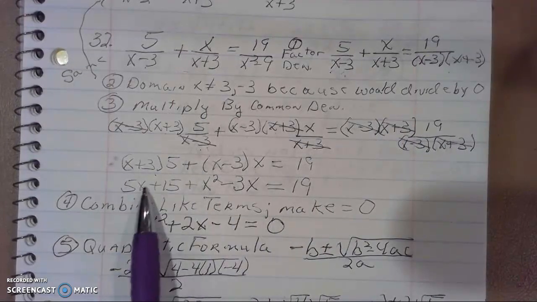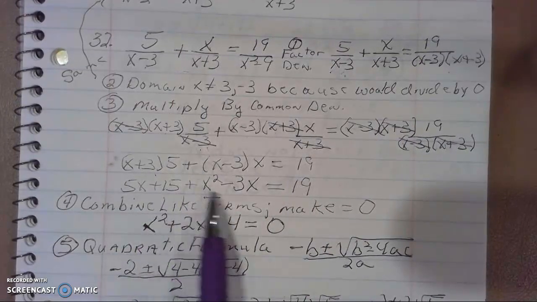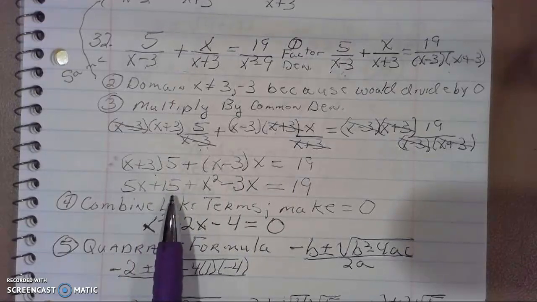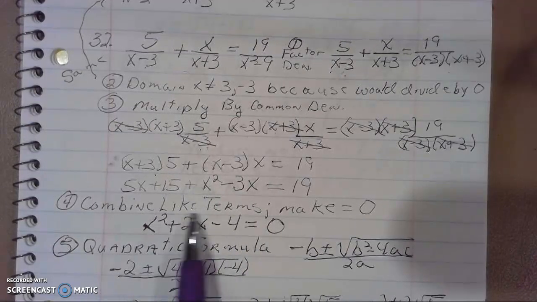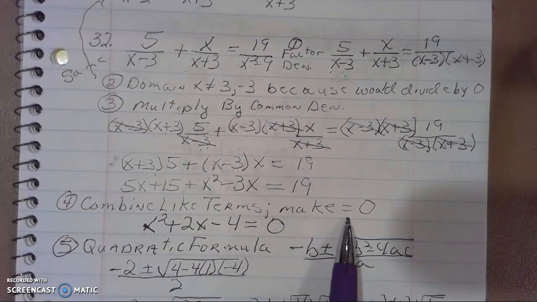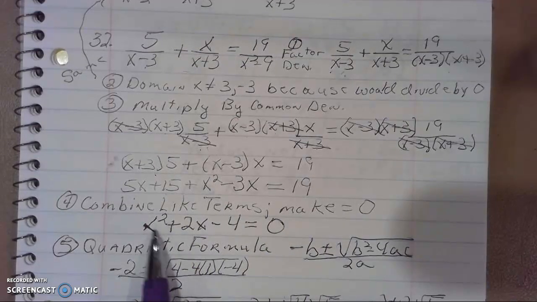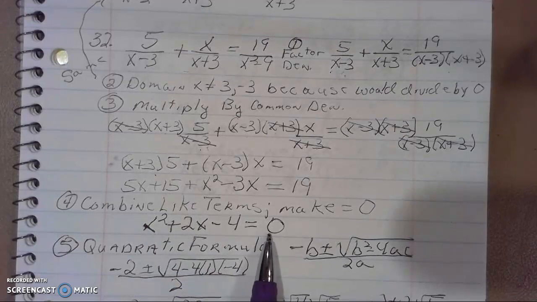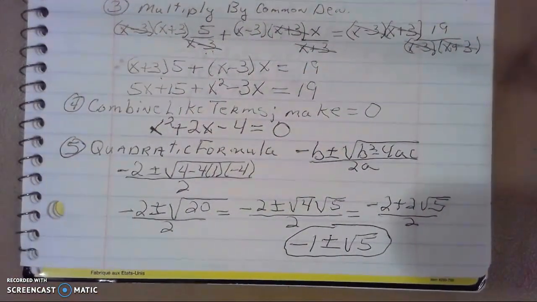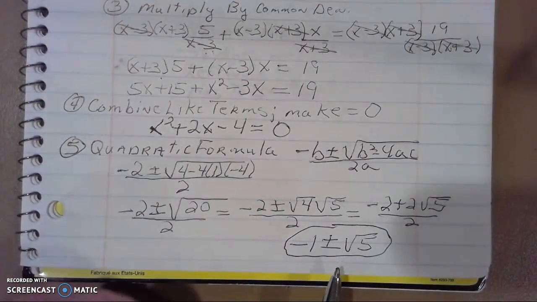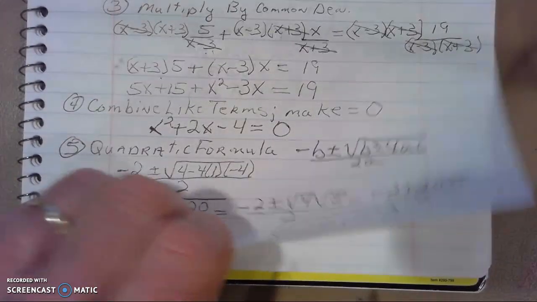Then you multiply these out, and then you give it 5x plus 15 plus x squared minus 3x equals 19. Then you combine like terms and make equal to 0 because of the x squared. So x squared plus 2x minus 4, and then you use the quadratic formula. Okay, -1 plus or minus square root of 5.